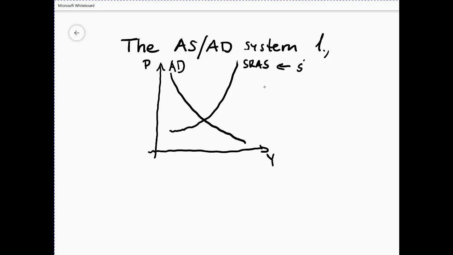So I will write it here: short run aggregate supply, and a long run aggregate supply, which is a vertical line. In this first video, we will discuss what these curves represent, and also we will derive them. So let us start then with the AD.